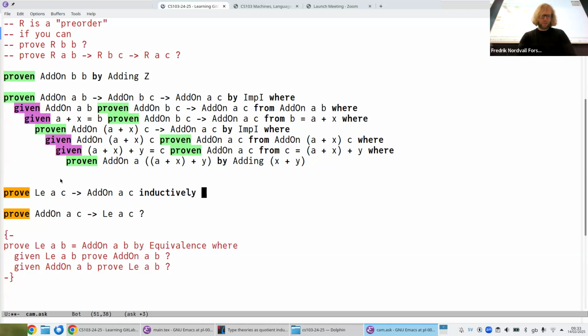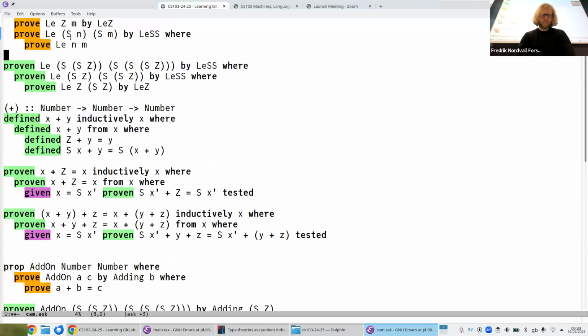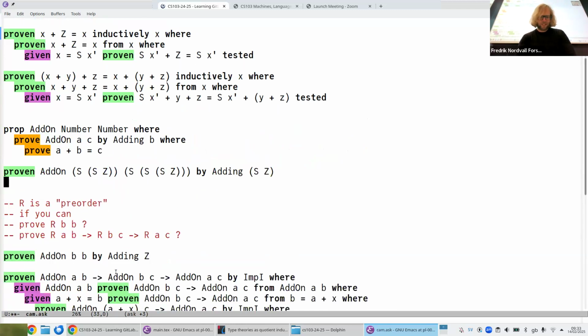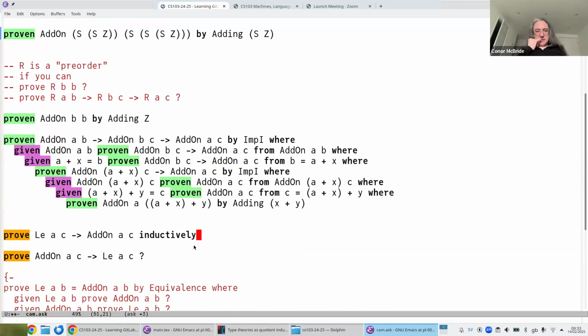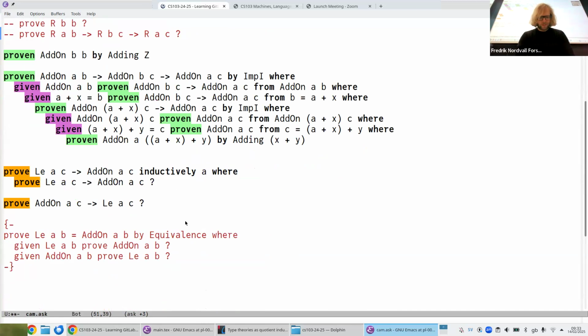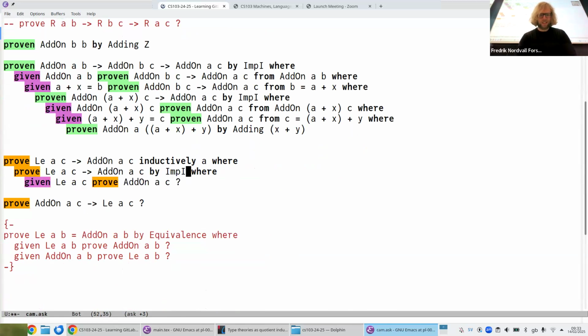And I suppose because the less than relation is looking at the first component, maybe I'll pick the first one. But it doesn't really matter, because everything will go down eventually, right? Okay. And now I can do them by induction, right?